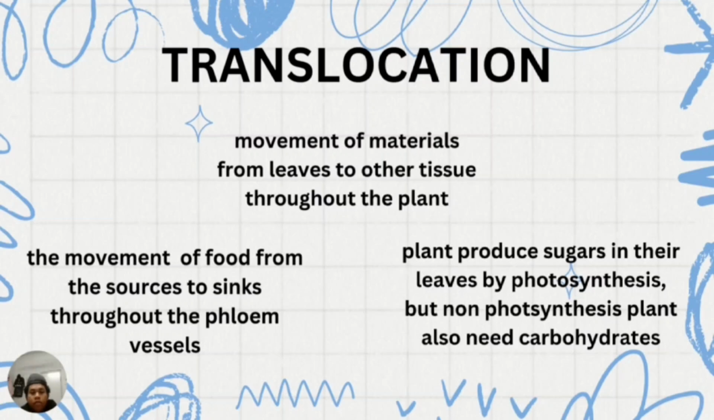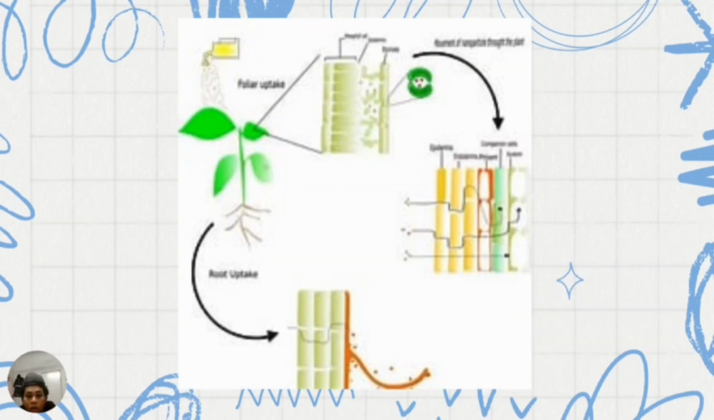The next subtopic is translocation. Translocation is the movement of materials from leaf to other tissue throughout the plant. The movement of food from the source to sinks is through the phloem vessels. Plants produce sugar in their leaves by photosynthesis, but non-photosynthetic plant parts also need carbohydrate. This is the process by which sugar is moved around the plant.